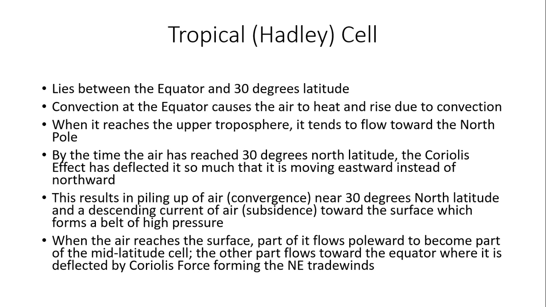Now, when the air reaches the surface at this particular belt, part of it flows poleward to become part of the mid-latitude cell, and the other part flows toward the equator, where it is deflected again by Coriolis force, forming the northeast trade winds. Now, the trade winds are some of the most persistent winds known on Earth. I actually lived in Hawaii for a few years, and pretty much throughout the whole year, the wind direction is from the northeast, due to this global three-cell theory.